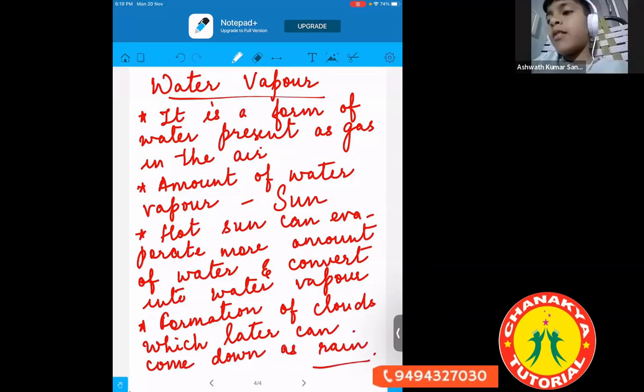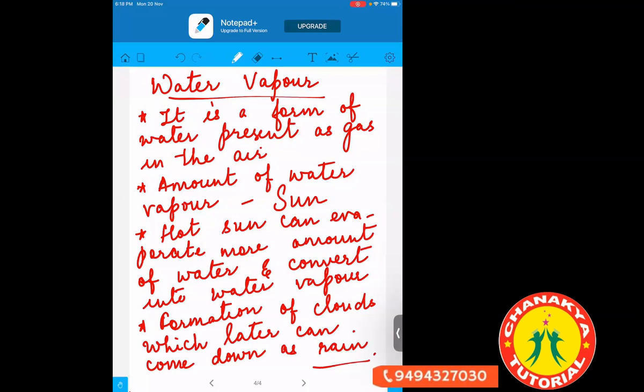So this is what happens in the case of water vapor. Water vapor is a form of water present as gas in the air. The amount of water vapor present is decided by the rays of the sun. If the sun is hot, more water will be converted into water vapor, and it also helps in the formation of clouds.